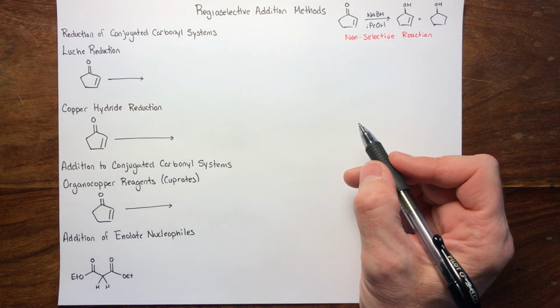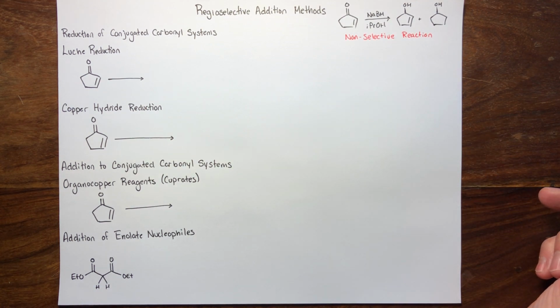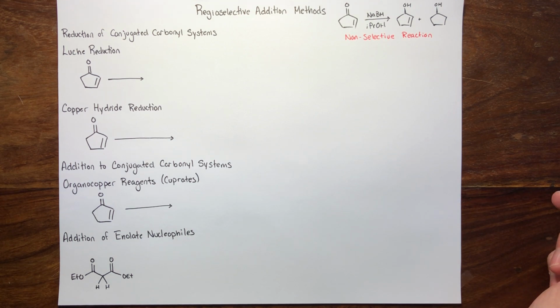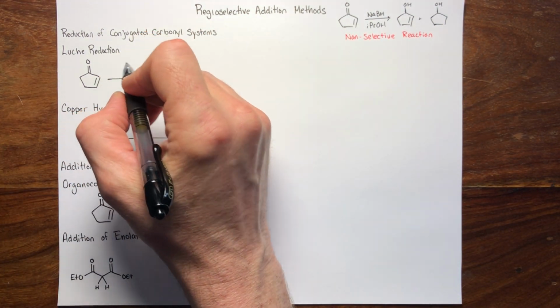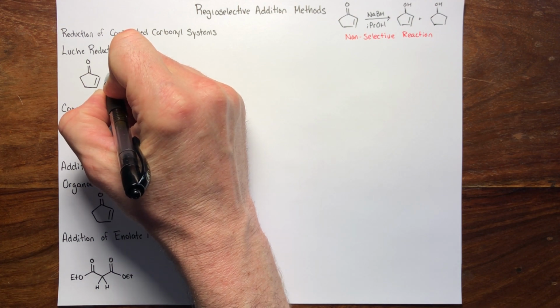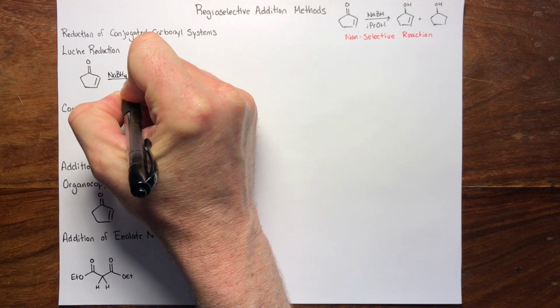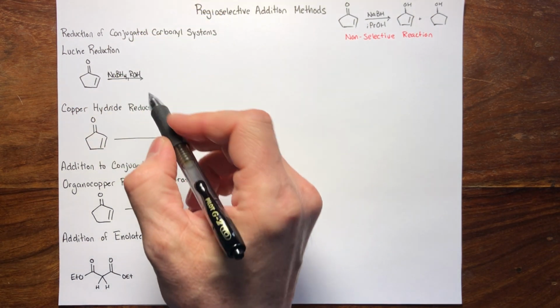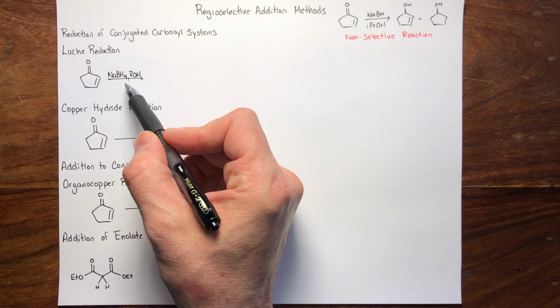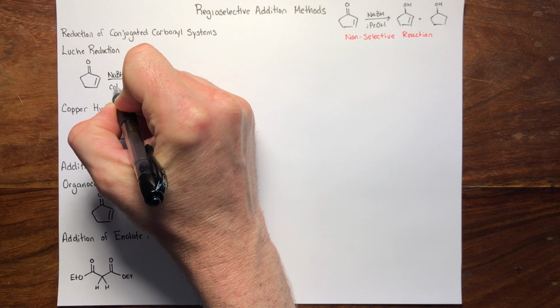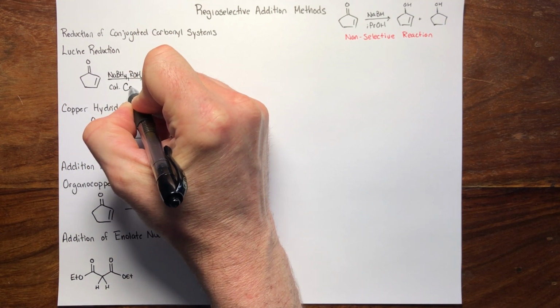Well, let's first look at the Luche reduction. So the Luche reduction is kind of a reaction that builds on sodium borohydride reduction and just adds a little sprinkle of catalyst in there in order to make this reaction selective. So rather than just using sodium borohydride, and we'll use an alcohol solvent. I won't specify isopropanol, we'll just say some alcohol solvent. And then in addition, we're going to throw in catalytic cerium chloride.